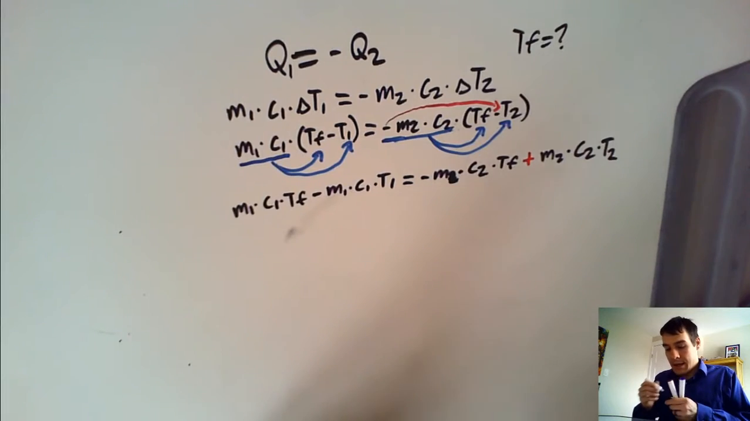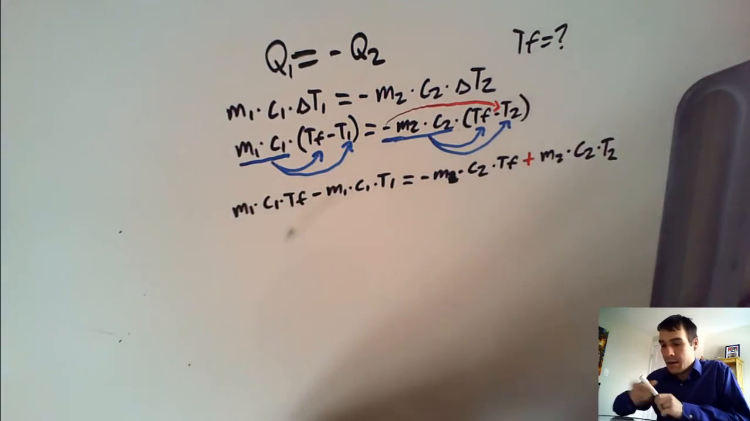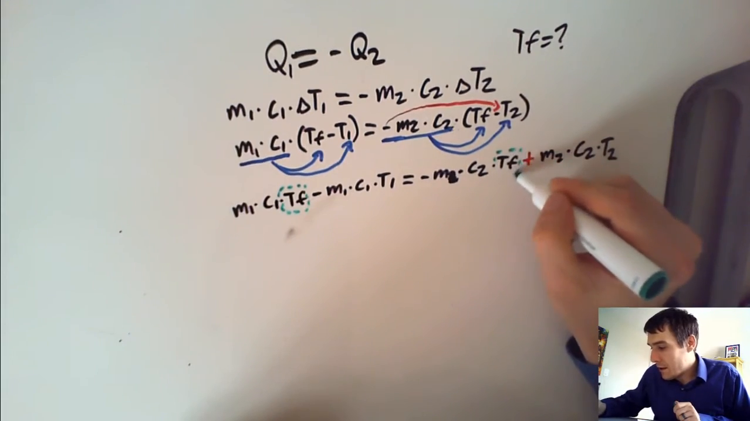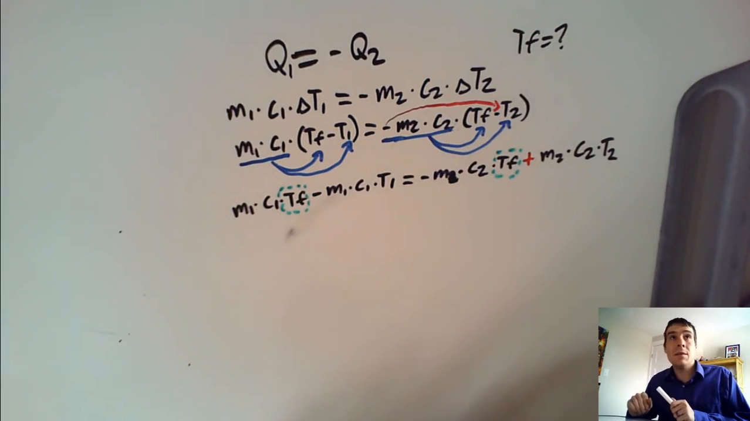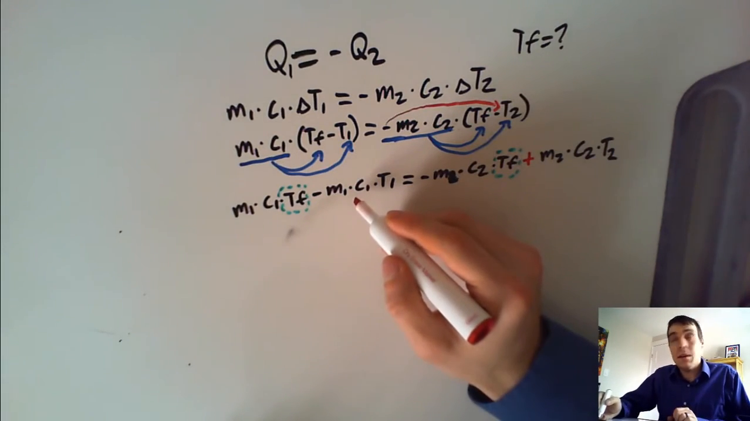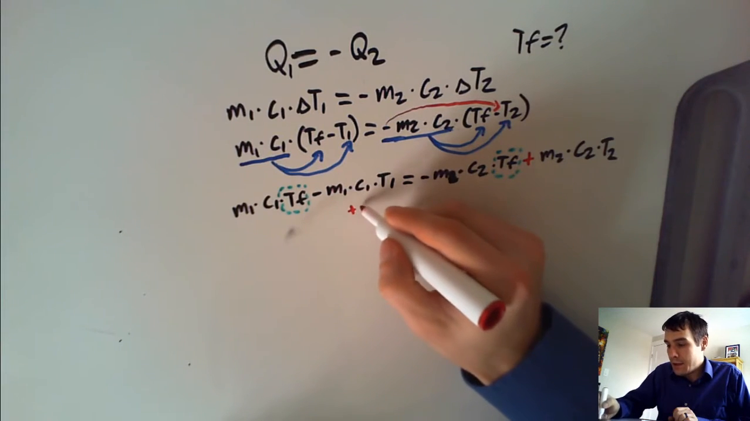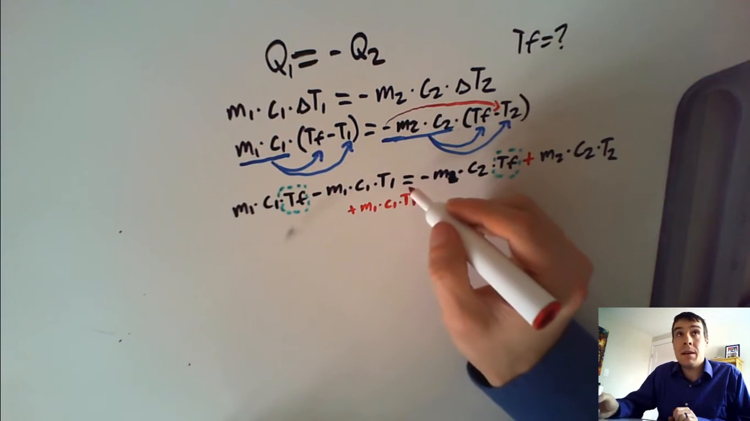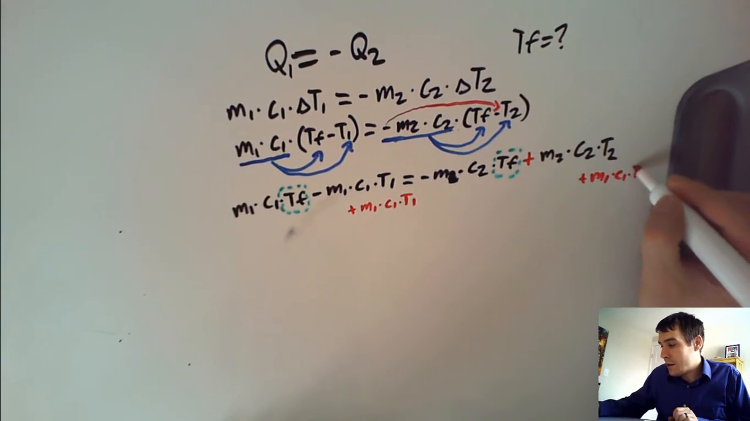So that's that. Now I want to collect the terms that are together. Like there's a Tf here, and there's a Tf here. I want to bring together my Tfs, and get the other terms over on the other side. So how do I do that? Well, I want to get this away and put that over on this side. It's a minus right now, so I'm going to go plus m1 c1 T1, plus that entire term. And I have to do that on this side too, so plus m1 c1 T1.